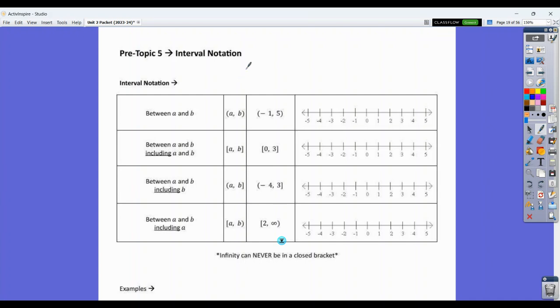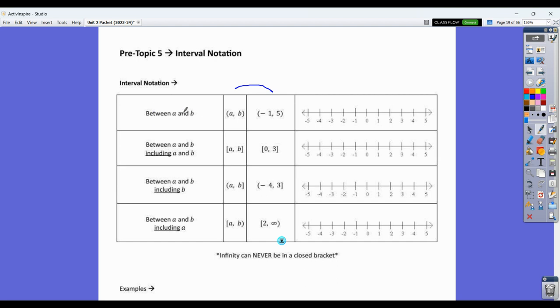Hi students, we are on page 19, the pre-topic 5 interval notation that we're going to talk through today. Interval notation is actually what you see in these middle two columns here. So we're going to talk about how that comes up, and we're also going to talk about it in terms of inequalities. So we're going to do a little bit of two things here.